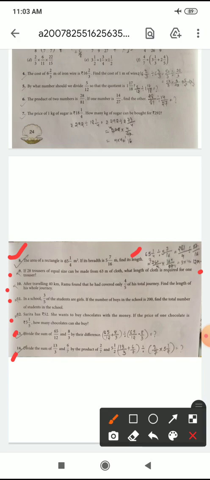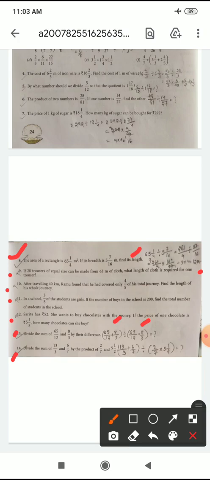Number 13, you see: divide the sum of 65 by 12 and 8 by 3 by their difference. So first of all, we find out their sum and difference. Then we divide. Like this you write first, children. Then you find out the sum, then the difference. Then at last you divide.